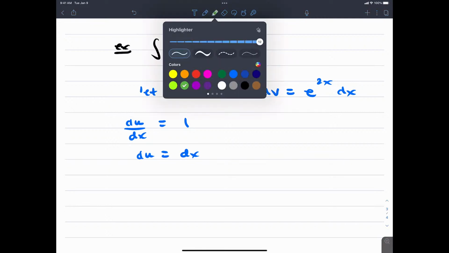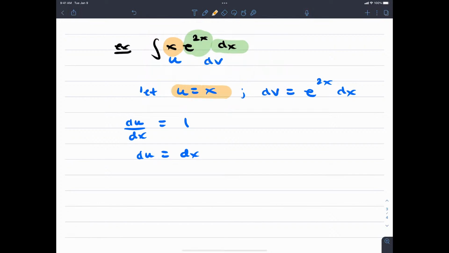So I need this information right here. I need these two pieces. I also need to know what v is. This is dv. So you get v by integrating e to the 2x dx. Now, here's my point. If you don't know u substitution, what's the problem? You're not going to integrate v. You're stuck right there in the mud.